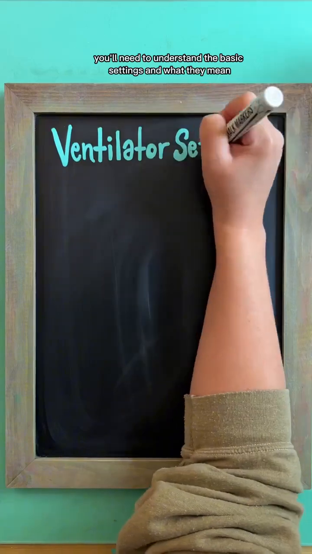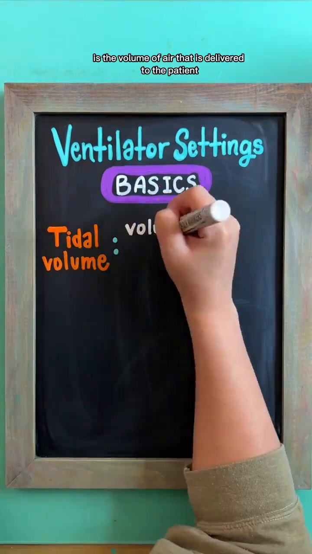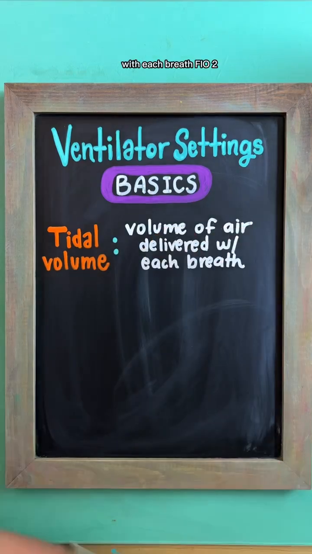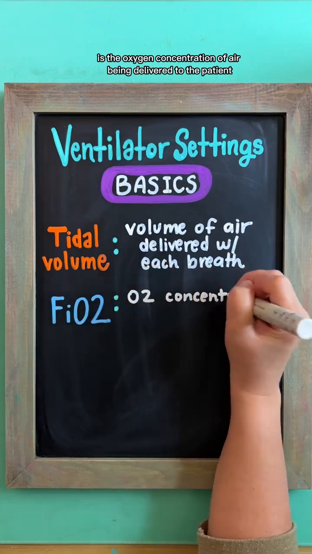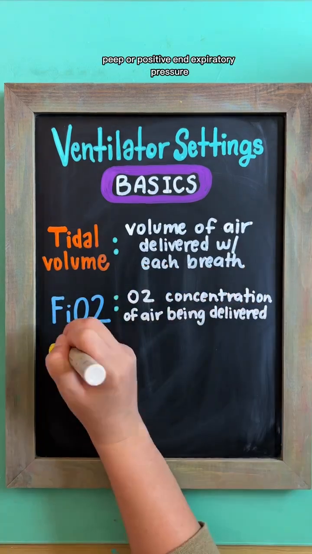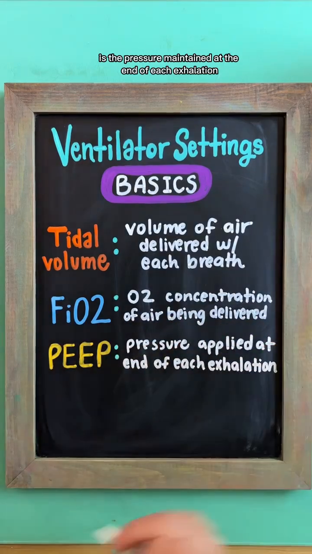As a nursing student, you'll need to understand the basic settings and what they mean. Tidal volume is the volume of air that is delivered to the patient with each breath. FiO2, or fraction of inspired oxygen, is the oxygen concentration of air being delivered to the patient. PEEP, or positive end expiratory pressure, is the pressure maintained at the end of each exhalation.